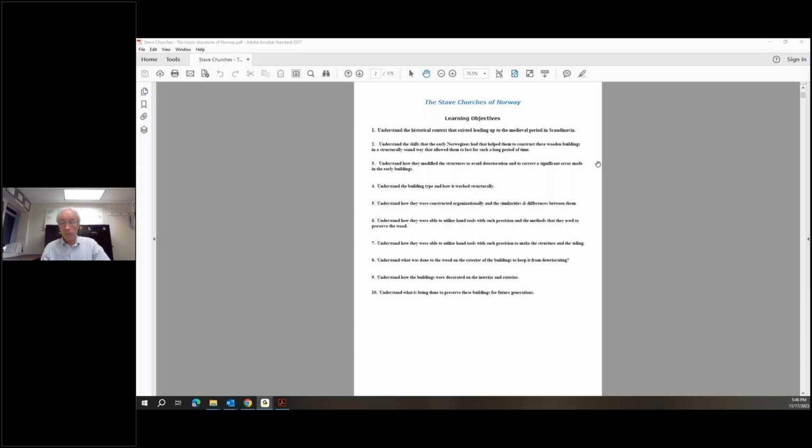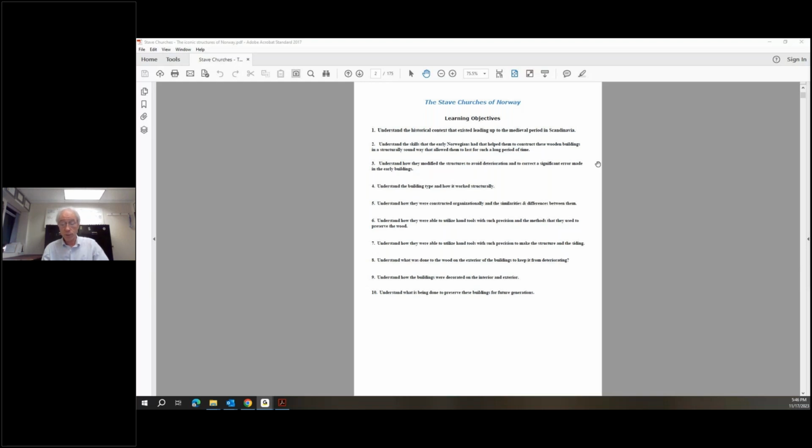We're going to go into a little bit of how they modified these structures to avoid deterioration and to correct what was a significant error in the very early buildings. We will go into the building type itself and how it's classified and how it worked structurally.